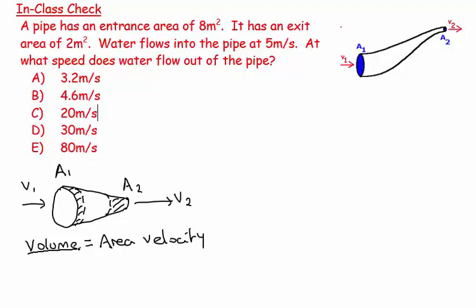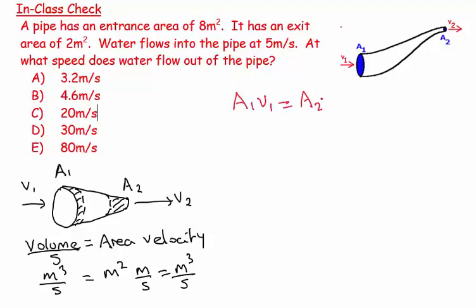Volume per second, the volume of fluid entering, is the same as the volume of fluid leaving, and that is given by the area times the velocity. I can justify that by saying this is meters cubed per second, and that would equal meters squared for the area times meters per second. So that gives me meters cubed per second. So everything's happy. The equation is called the continuity equation, and what it says is that A1 V1 is equal to A2 V2.